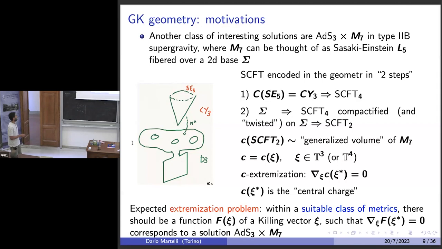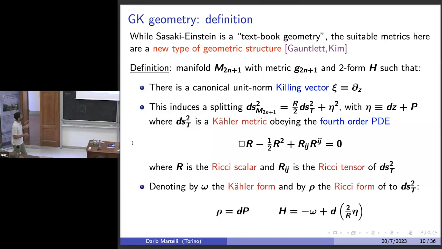Now, this again gives some expected or hoped-for extremization problem in geometry. So one has to find a suitable class of metrics, and then over this class, define a suitable function that depends on the Killing vector such that this is extremized. Now, differently from the older story, in this newer story, the type of geometry is not a textbook geometry. So you cannot find it in any textbook like Sasaki-Einstein. There are books that talk about that. And this arose exactly in the context of papers on supergravity, holography, et cetera. We took it out from there and we can make it abstract, and I can feed this to any person working in differential geometry and they will be able to understand it.